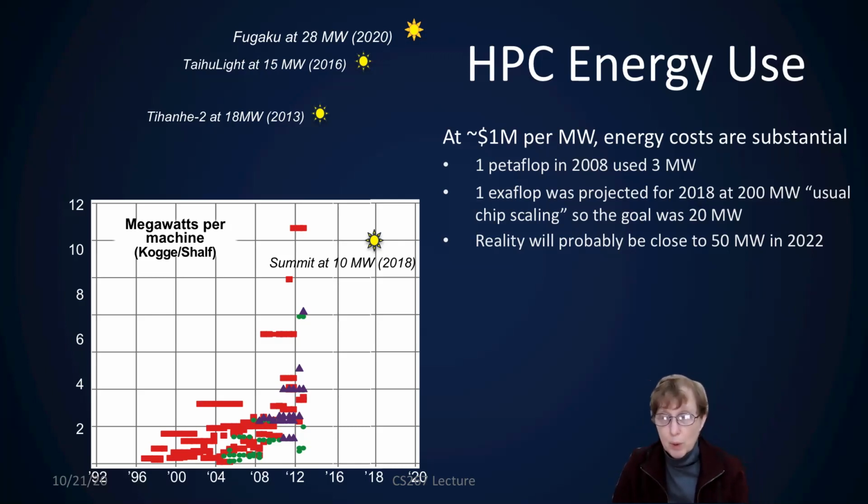So not what our goal was, to try to get it down to 20 megawatts. So back a factor of 10 from the normal scaling. Probably won't get quite there, but certainly better than the original estimate of 200 megawatts.